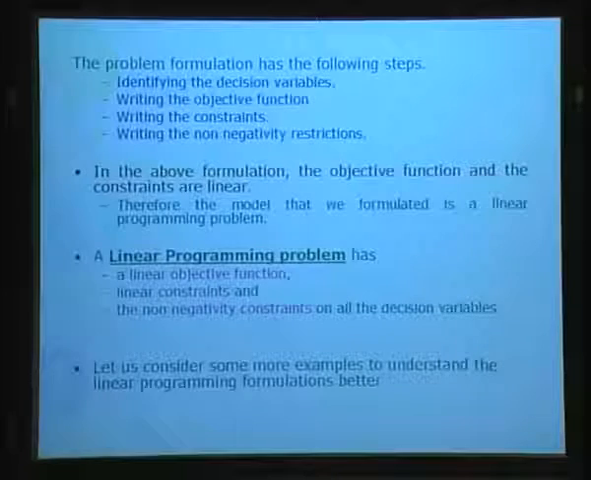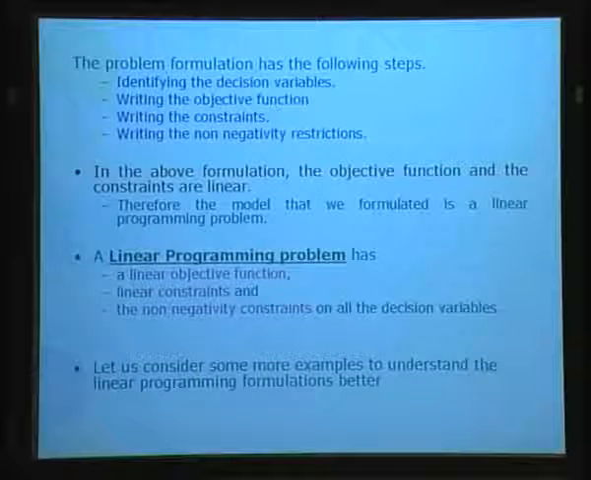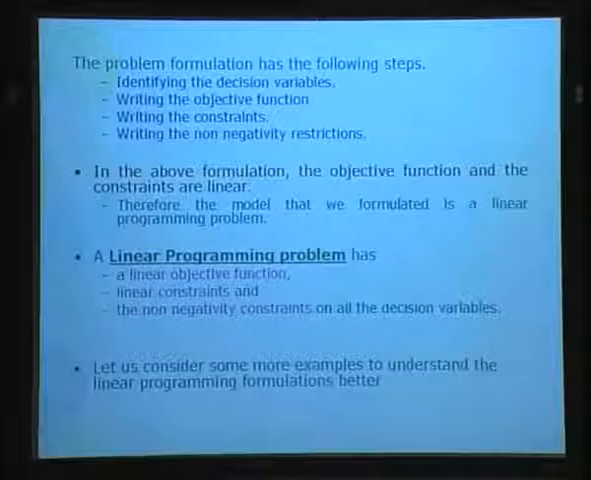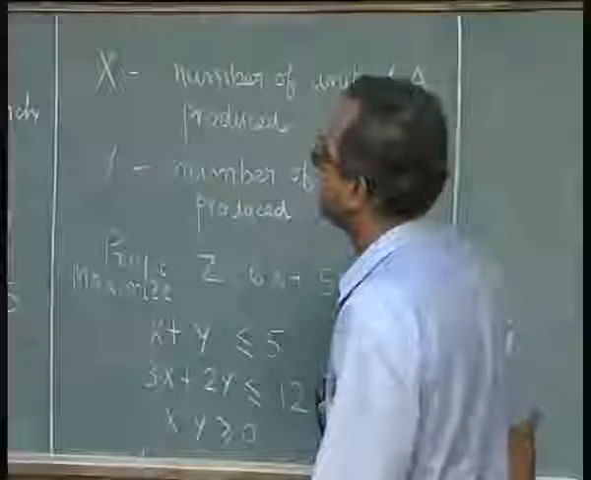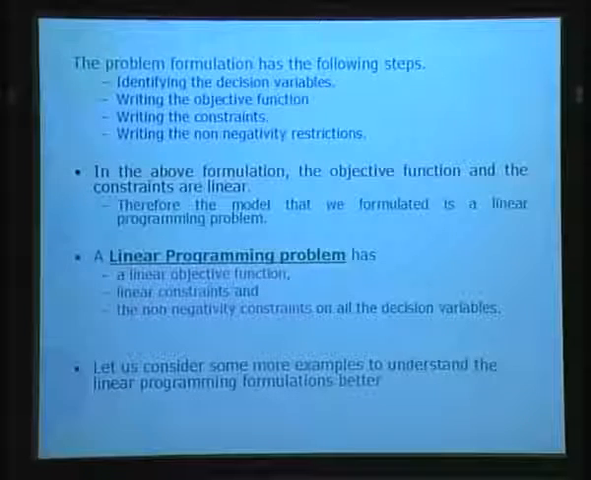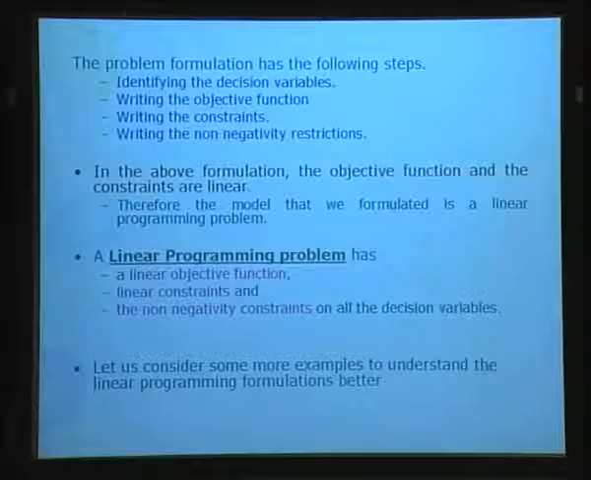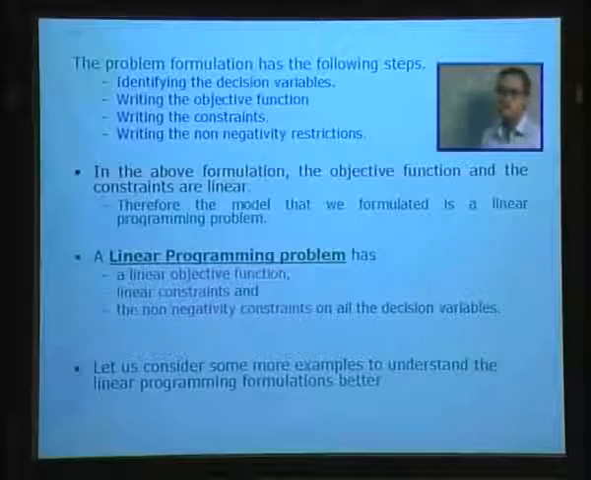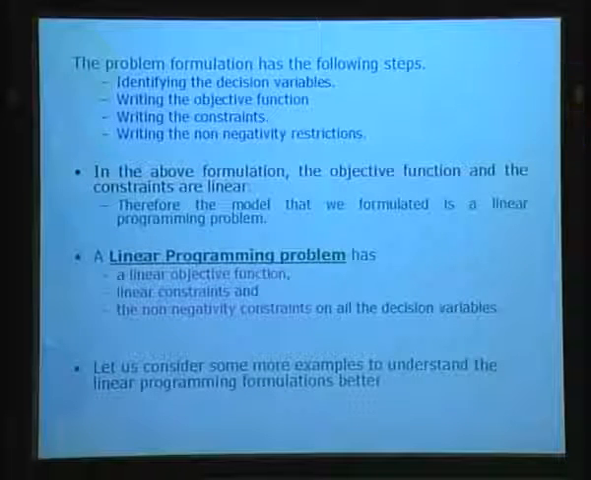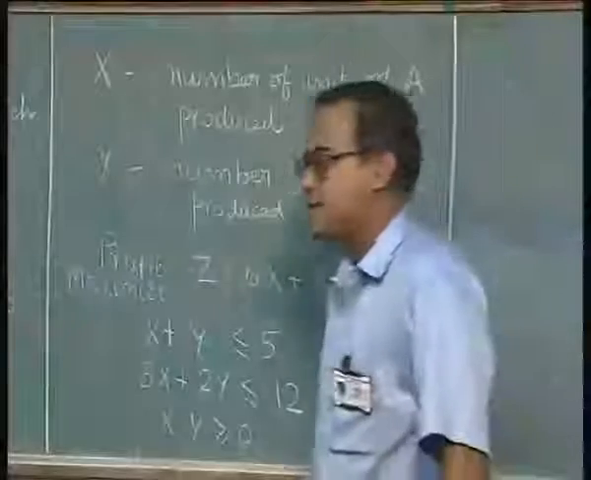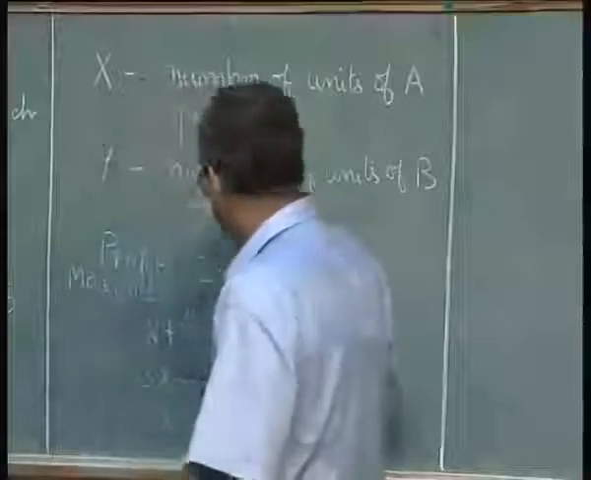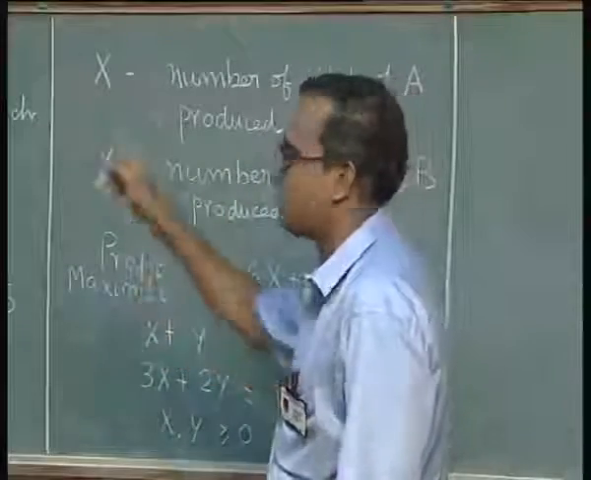So the problem formulation has four steps: identifying the decision variables, writing the objective function, writing the constraints, and explicitly stating the non-negativity restriction on the variables. Next, in this formulation we realize that the objective function is a linear function of the decision variables, and all the constraints are linear functions of the decision variables. So if you write a formulation such that the objective function is linear and the constraints are linear, then such a formulation is called a linear programming formulation.